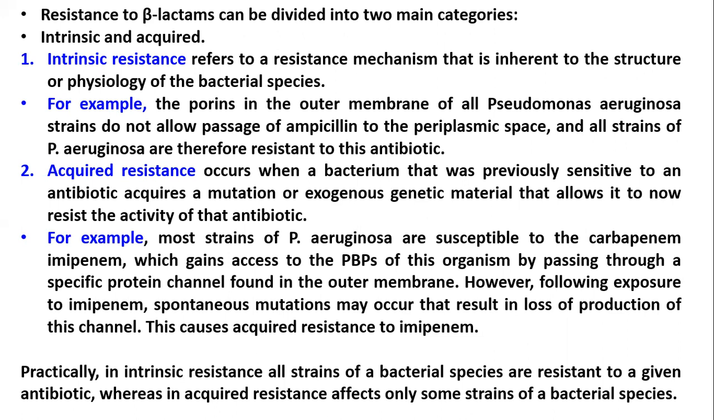Okay, so practically in intrinsic resistance, all strains of a bacterial species are resistant to a given antibiotic, whereas acquired resistance affects only some strains of the bacteria. As I told you in the beginning, with intrinsic resistance all the strains will be showing resistance to penicillin. But when, for example, there are two bacteria and both are of the same species, one can show acquired resistance and the other cannot. For example, strain A is readily exposed to that antibiotic, so it will show resistance. But if strain B is not exposed to the antibiotic, it will not show resistance to it. Okay, so keep these things in your mind.